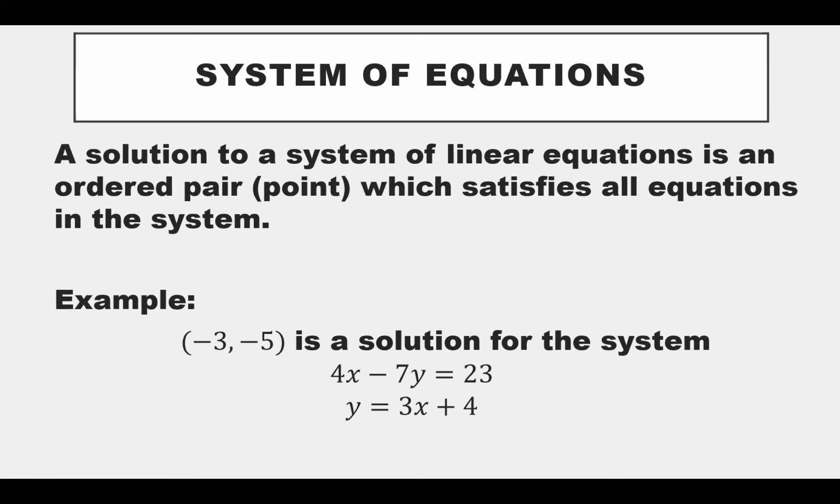A solution to a system of linear equations is an ordered pair or a point which satisfies all of the equations in that system. So for example, our system of equations has a solution of (-3, -5). And I can check that by plugging in the point (-3, -5) into each equation and seeing that it's true.